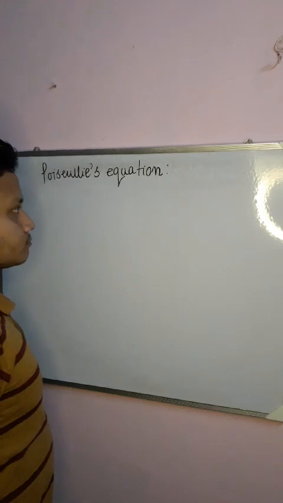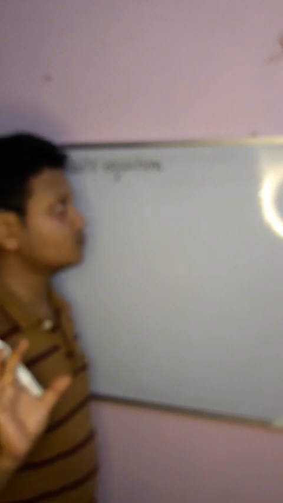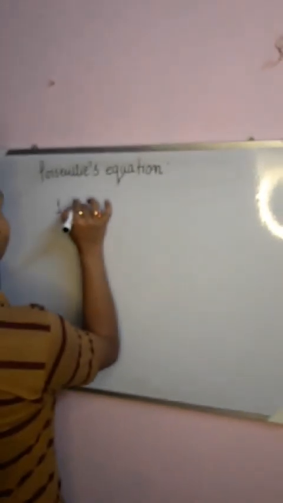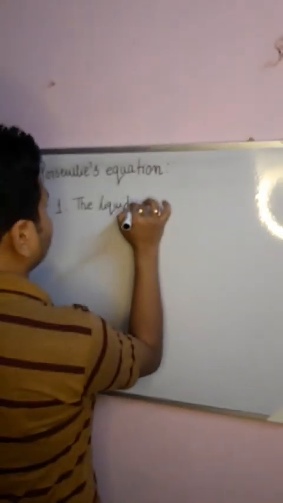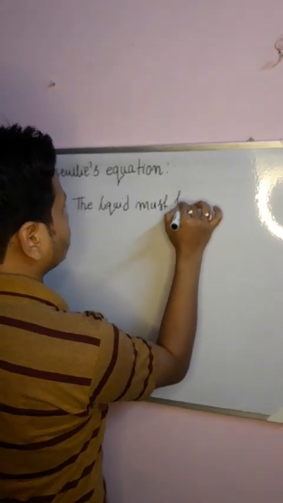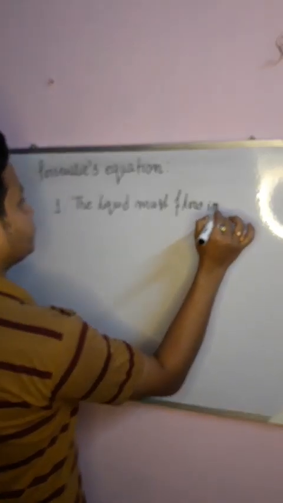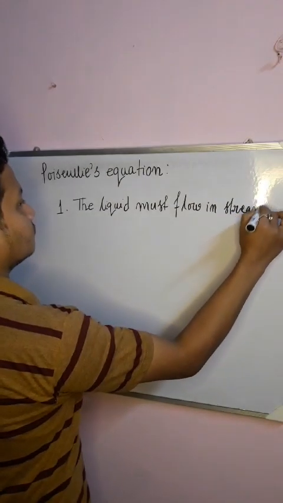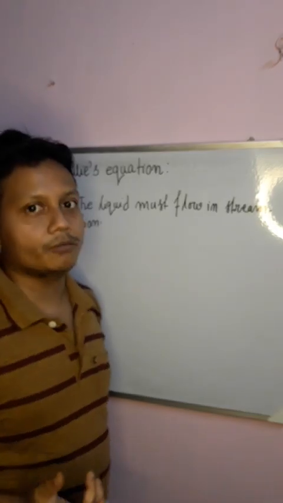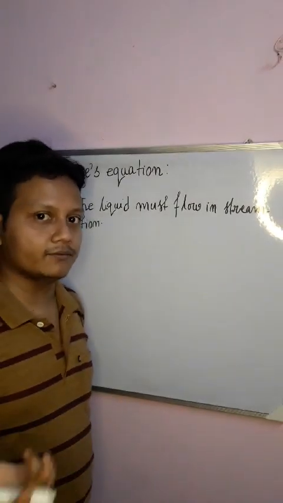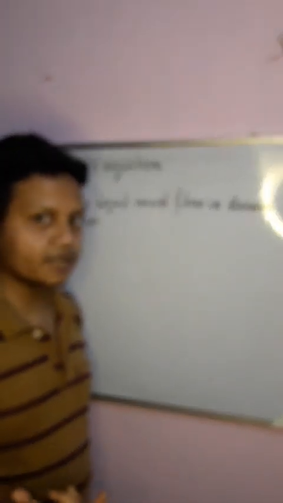Now, in order to understand this equation, we first have to understand a few assumptions. The first assumption is that the liquid must flow in streamline motion. That means the magnitude and direction of velocity are the same at every point on its path, that is, it follows a definite path.